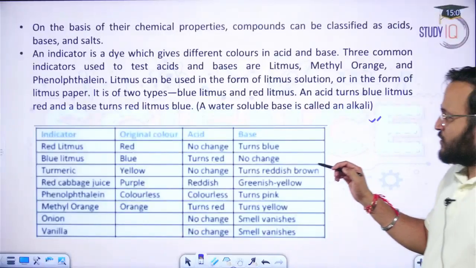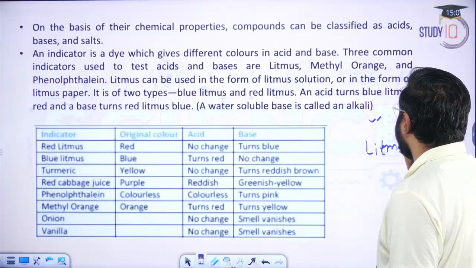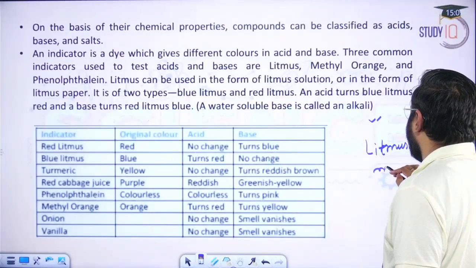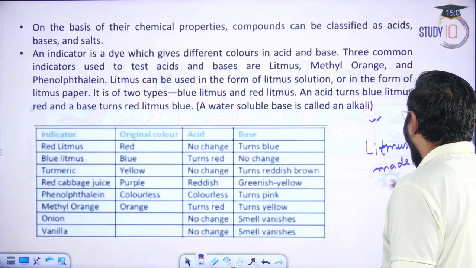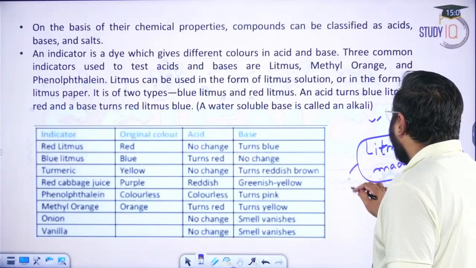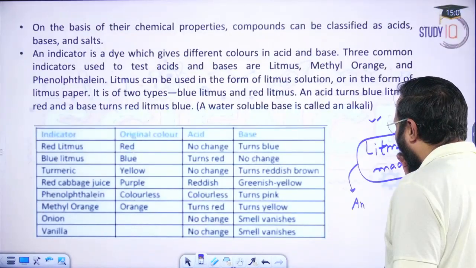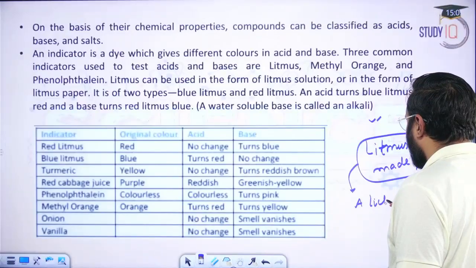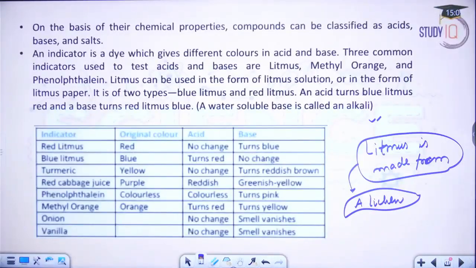There was a question which was asked: litmus is made from a lichen. Okay, a lichen.